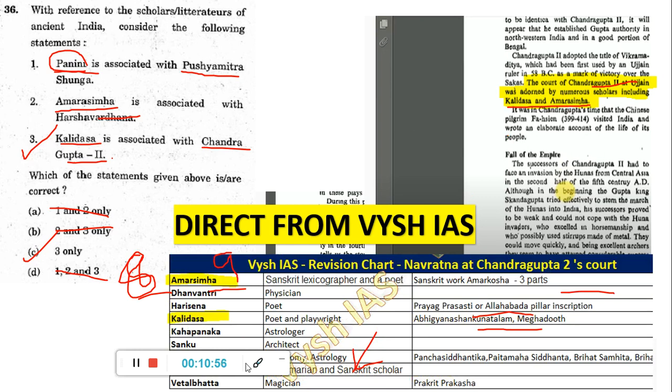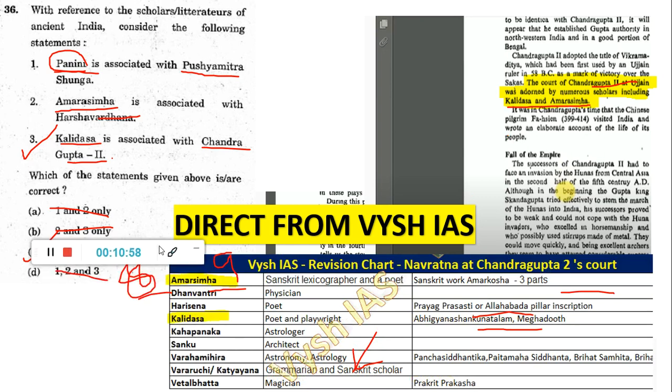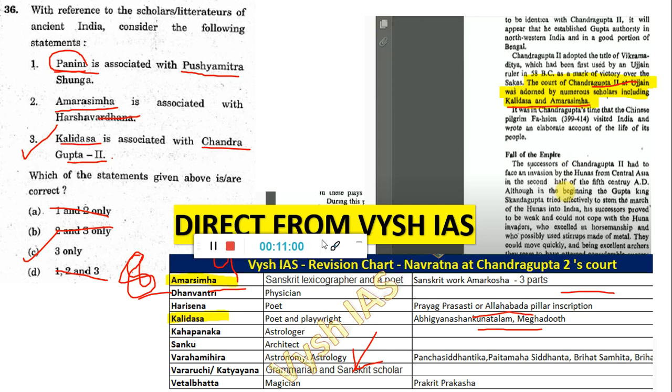Now if you see, this is our revision chart which we give to our students. So in case you didn't watch the lecture also, at final revision time, if you see this, you can find here Amarasimha, Dhanvantari, Harisena, Kalidasa, Kshapanaka, Sanku, Varahamihira, Vararuchi and Vetala Bhatta. So see, they are all different things. One is a physician, one is a poet, an astrologer, an architect, a grammarian, then this magician. So in future UPSC can again ask this. Please make a note. My students will have the chart anyway. This way you could have got these two.